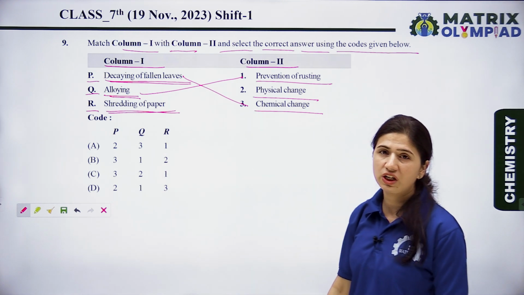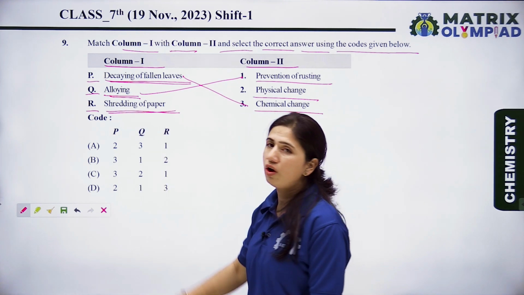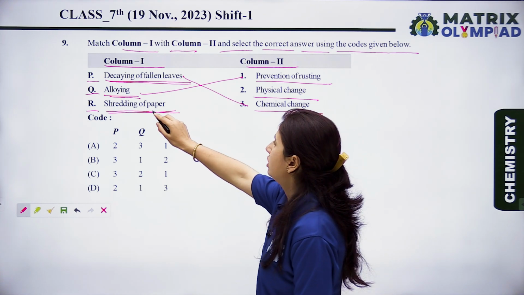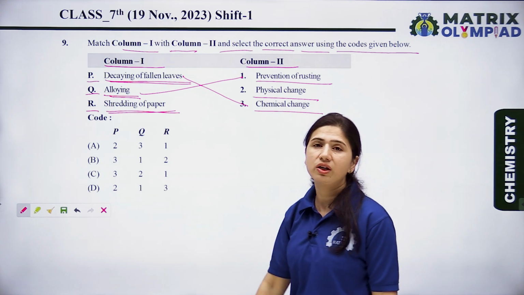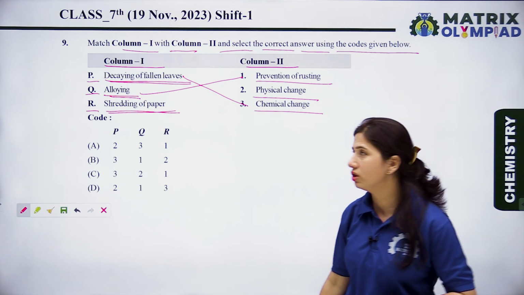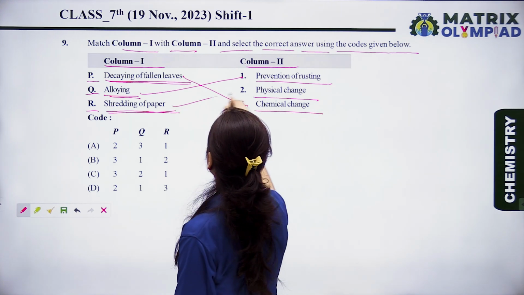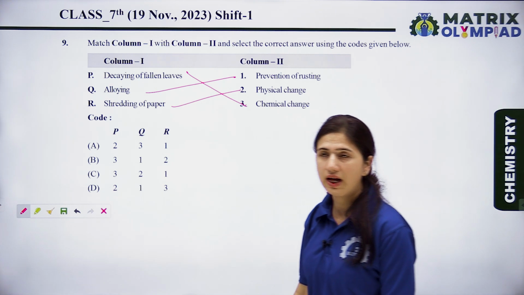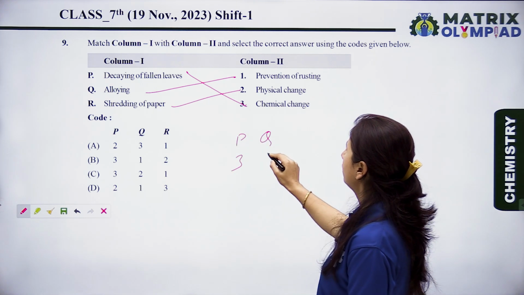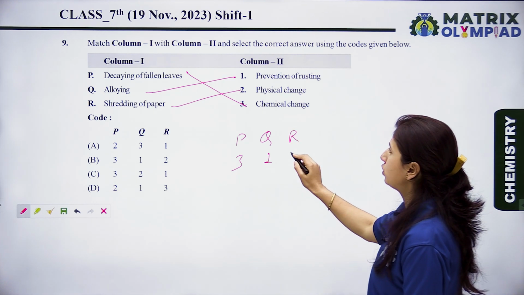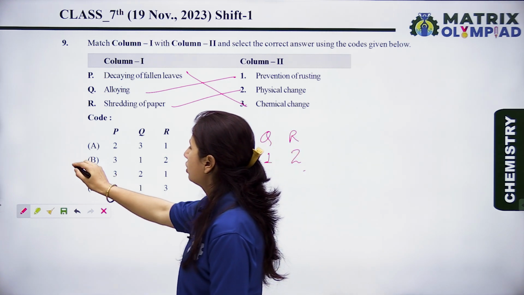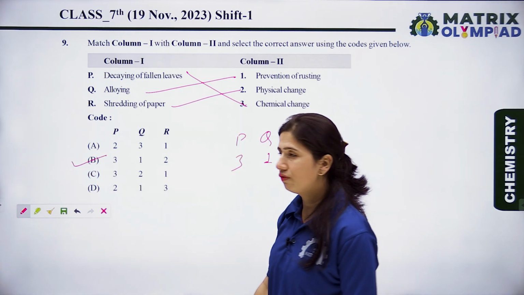Shredding of paper is a physical change. By shredding of paper there is no chemical change, there is only a change in the state, no chemical reactions occurred in this process. So this is a physical change. Now let's see the answer. P matches with the third option, Q with the first option, and R with the second option. So 3, 1, 2. So option B is the right option for this question.